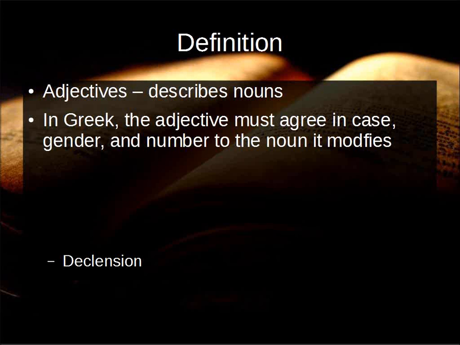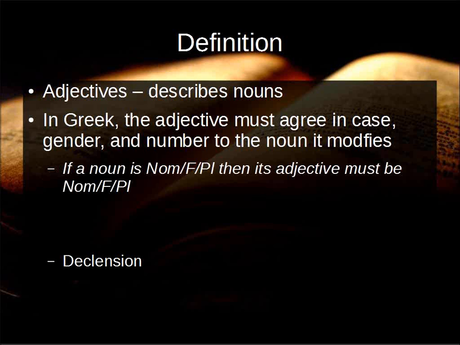We need to understand that in the Greek, the adjective must agree in case, gender, and number to the noun it modifies. Okay? And I'll show you examples of that in a little bit. But one more time, in Greek, the adjective must agree in case, gender, and number to the noun it modifies. So if you had a masculine dative singular noun, the adjective needs to be masculine dative singular in order for it to be used with that noun. Let me reiterate: if a noun is nominative feminine plural, its adjective must also be nominative, feminine, plural.